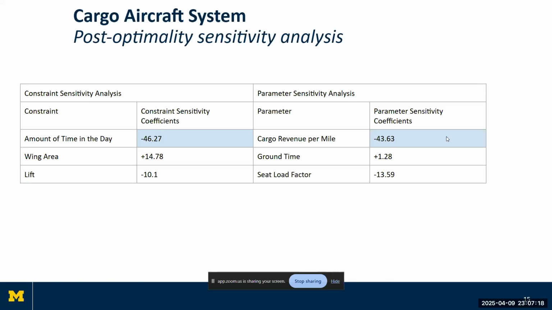Then, looking at the parameters, the cargo revenue per mile reduced our revenue by 43%, our ground time increased our revenue by 1.28%, and the seat load factor decreased our revenue by about 13.59%. As you can see, the amount of time in the day and the cargo revenue per mile both had a significant impact on our parameters and constraints, and our system was highly sensitive to these variables.